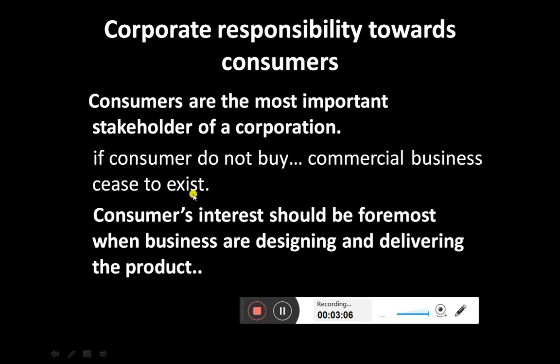It means that the buying power of the consumer directly affects the organization's transactions or business. So consumers' interest should be foremost when businesses are designing and delivering the product.